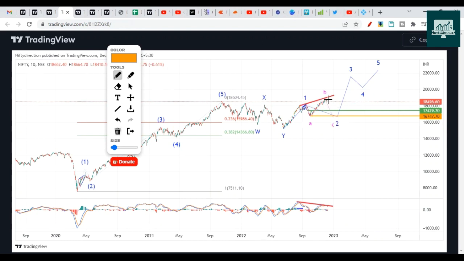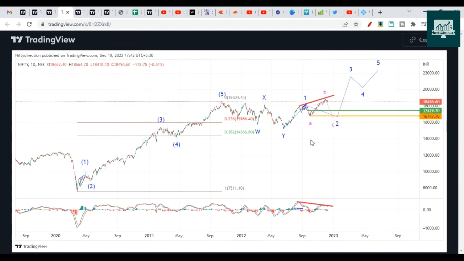So C wave would be a 5-wave sequence coming on the downside and breaking below 16,747. So if this happens, then this third wave will again be sharp upside. And we also discussed the long-term view on the Nifty towards 2600 plus. You can watch that video, link will be added here.